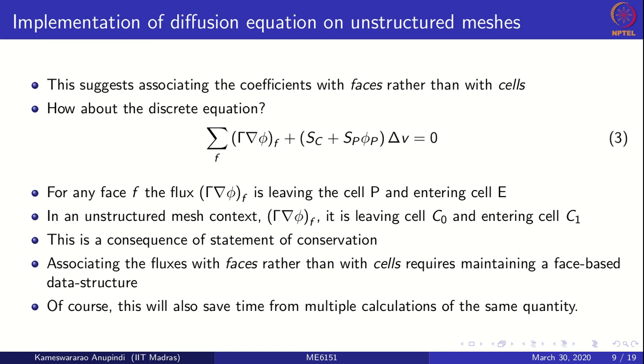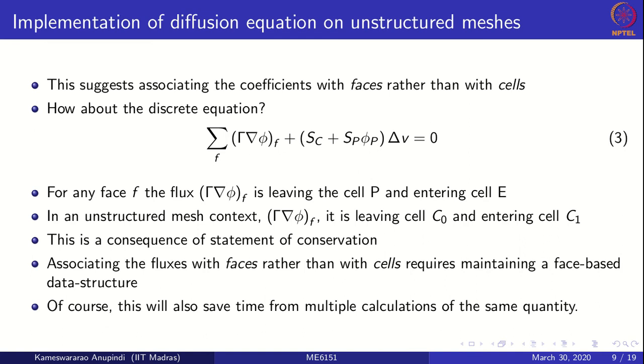Now let us look at the discrete equation. In the derivations we got this discrete equation, which is sigma f gamma grad phi f plus Sc plus Sp phi p times delta v equals 0. So this is the flux that we got. For any phase, the flux gamma grad phi is leaving the cell P and entering the cell east. It's basically conservation of fluxes, where the sum of fluxes and the source term is balanced. That is the conservation statement.